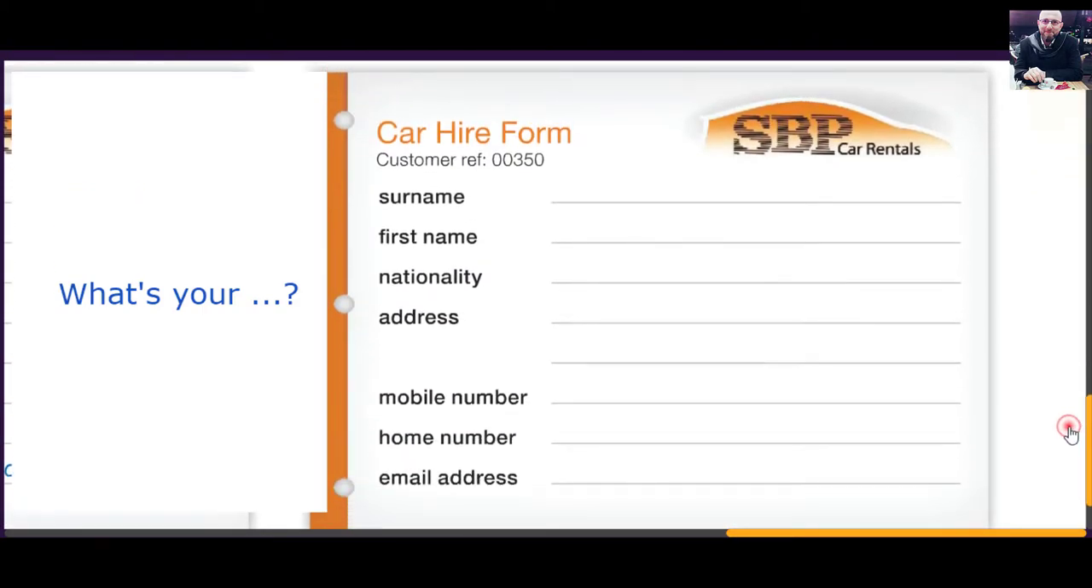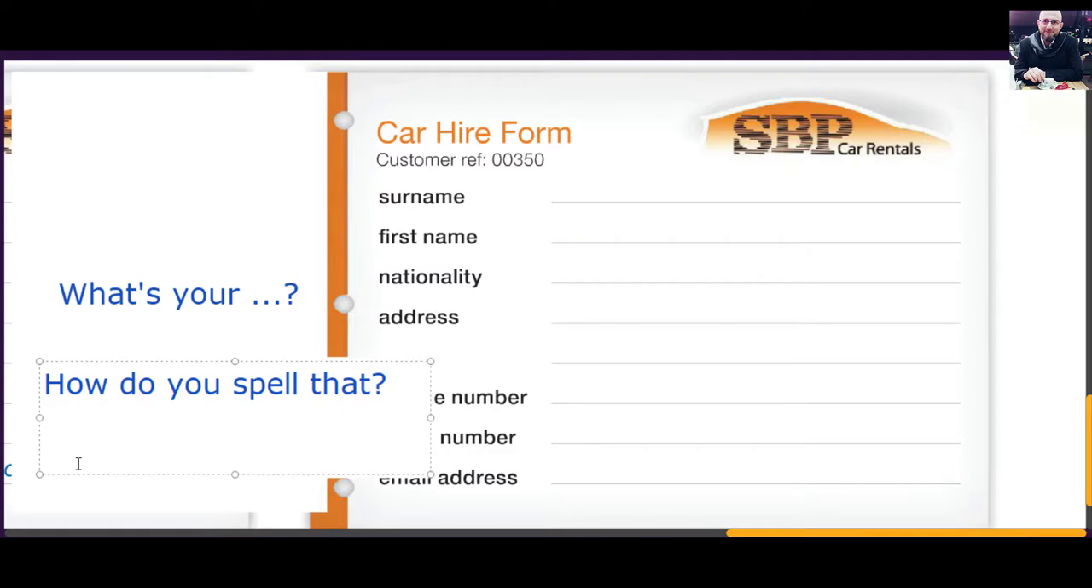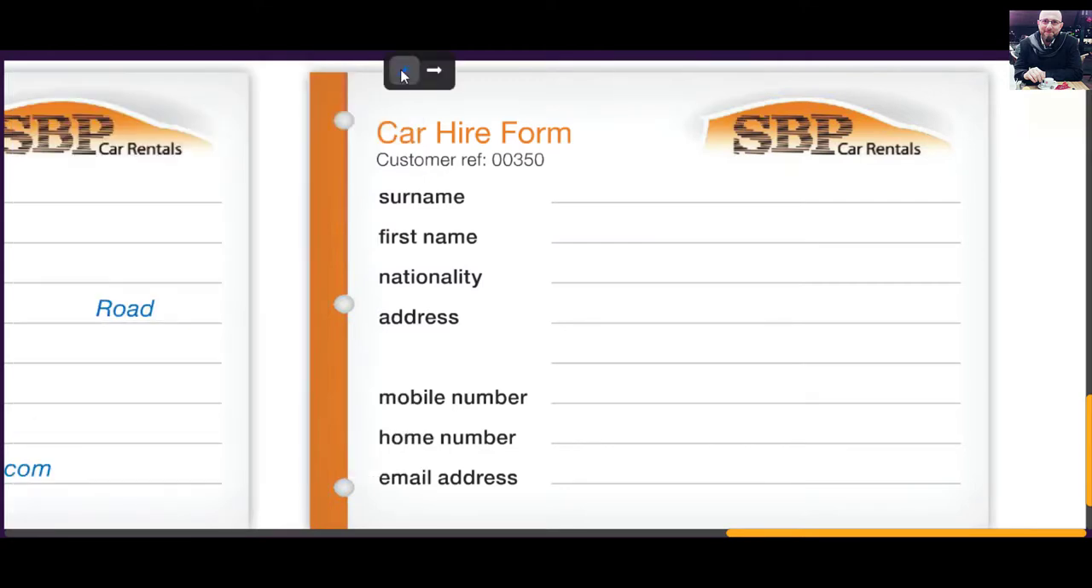And for example, if you ask your friend a question, for example, what's your surname? And he said Kouraby, and you don't know how to write it, you say, how do you spell that? This is how do you spell that? And your friend will say, for example, K-O-U and so on. Okay, so that was everything about this lesson, guys.